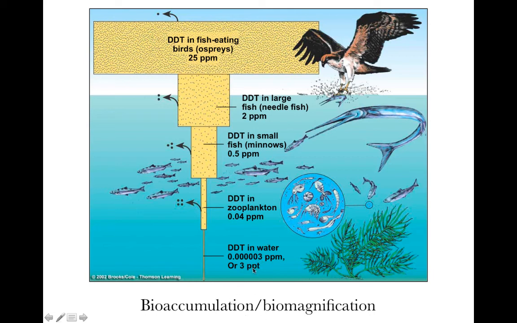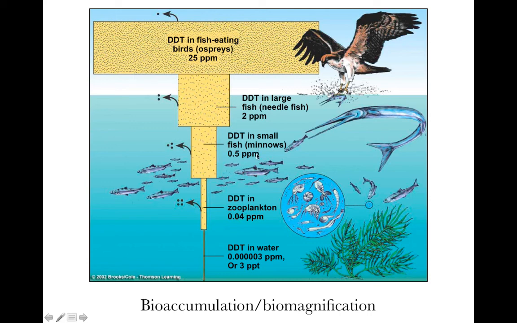DDT is not very soluble in water. In a natural water body here, the DDT concentration in the water was 3 parts per trillion, a very low concentration. However, the zooplankton that lived in the water was exposed to it. So whatever DDT got into the zooplankton stayed in the zooplankton. They're filtering water through their system, and the water comes in and goes out, but the DDT is filtered out just like any food that the zooplankton would eat.